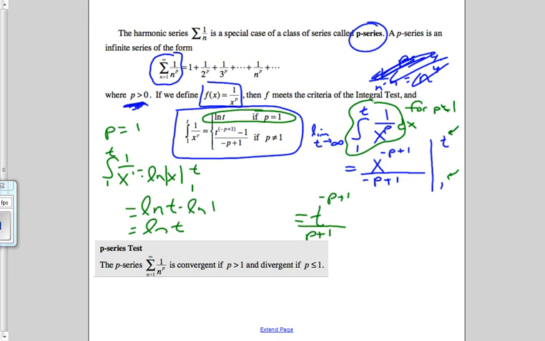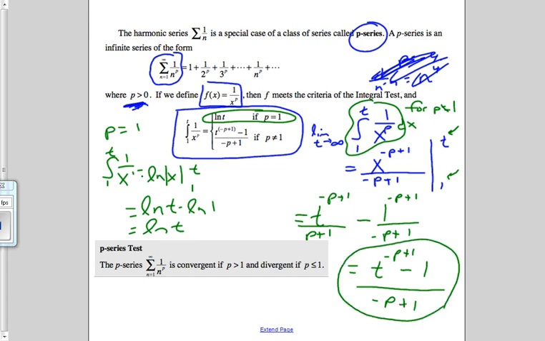Minus, putting in 1 to the negative p plus 1 all over negative p plus 1. And this simplifies to t to the negative p plus 1 minus 1 all over negative p plus 1. And that's where this came from, right here. And that's when p doesn't equal 1. And then the idea is when is it convergent and when is it divergent?